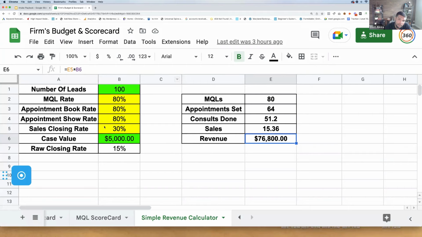Now, let me show you what some rates look like depending on how you have your firm set up, or even if you're tracking these numbers. So we're going to leave the MQL rate the same. Let's just say that the marketing hasn't changed, but our booking rate is 50%. You can see what a dramatic impact that has on revenue right off the bat. We only shaved 5% off our closing rate, and that dropped about $20,000, $25,000.